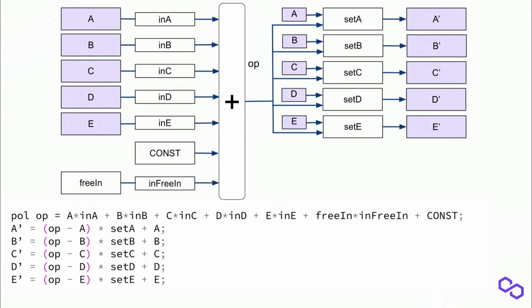Also, as part of the instruction, we have one part of the polynomial which is constant. This is for immediate values, so if I want to put a 7 into this register, we can do it this way. And also another thing that's important for this is we have a kind of special input that we call freeIn.